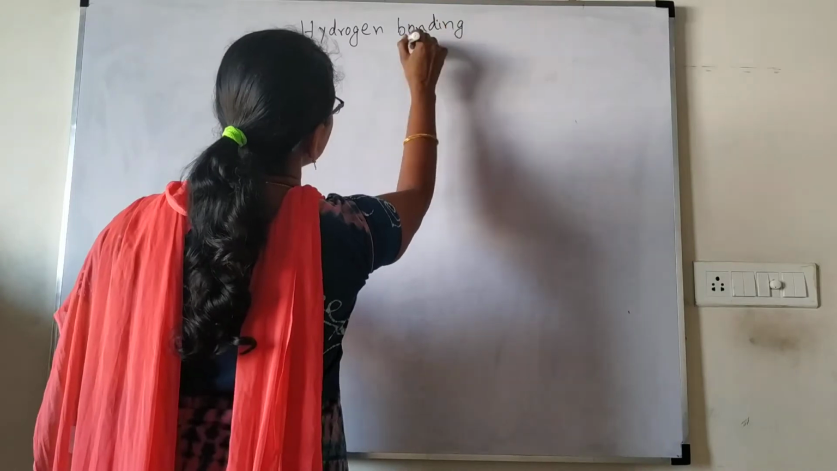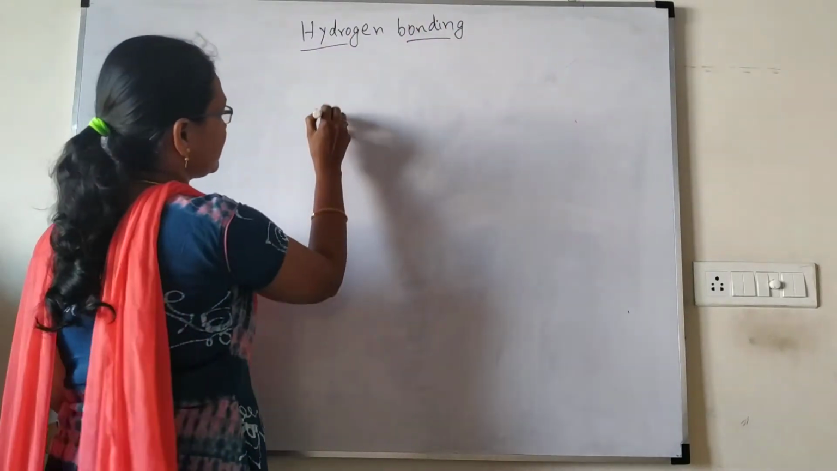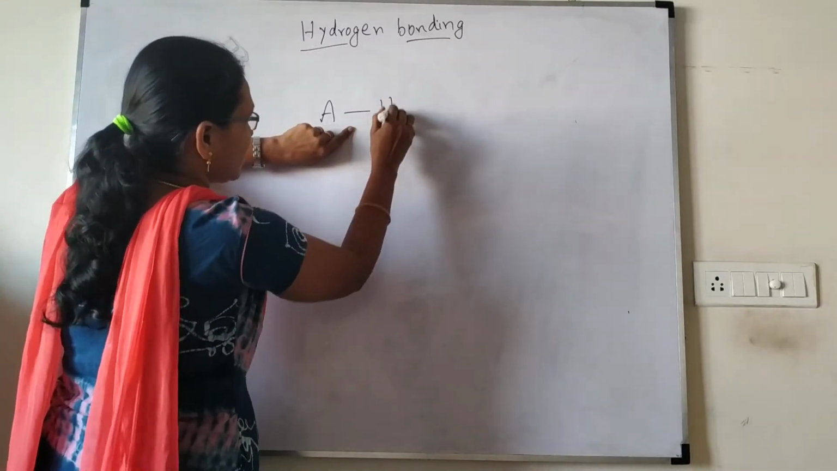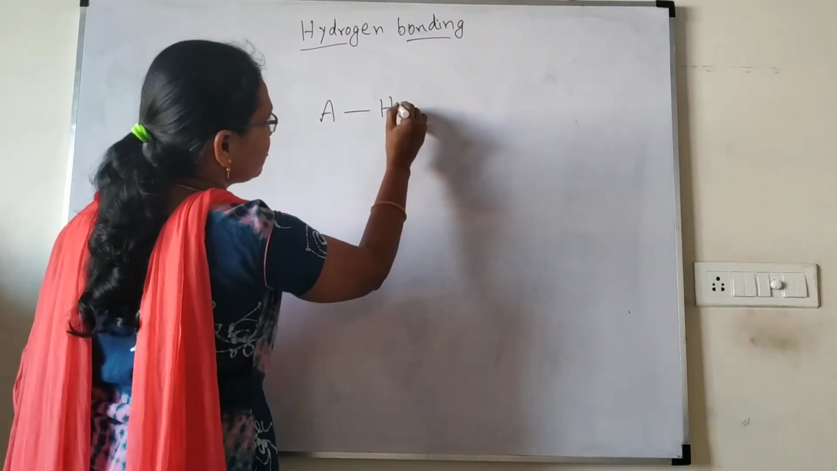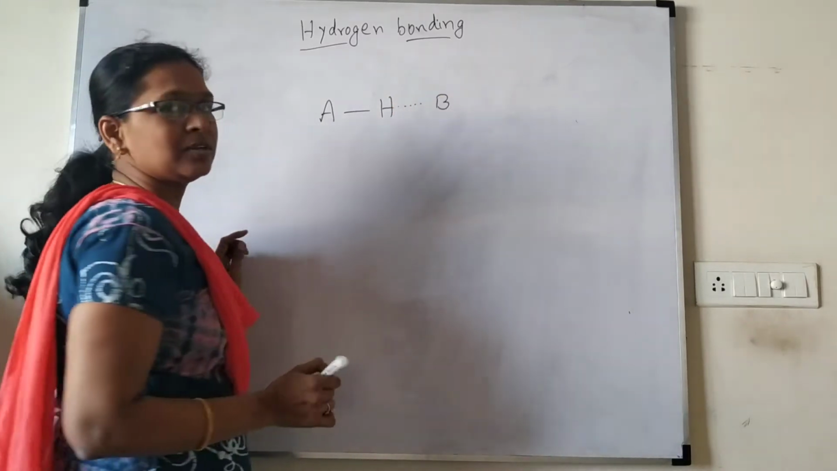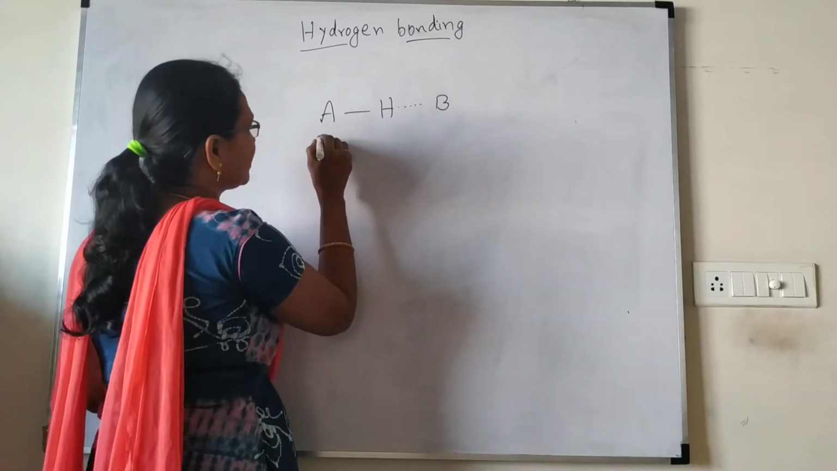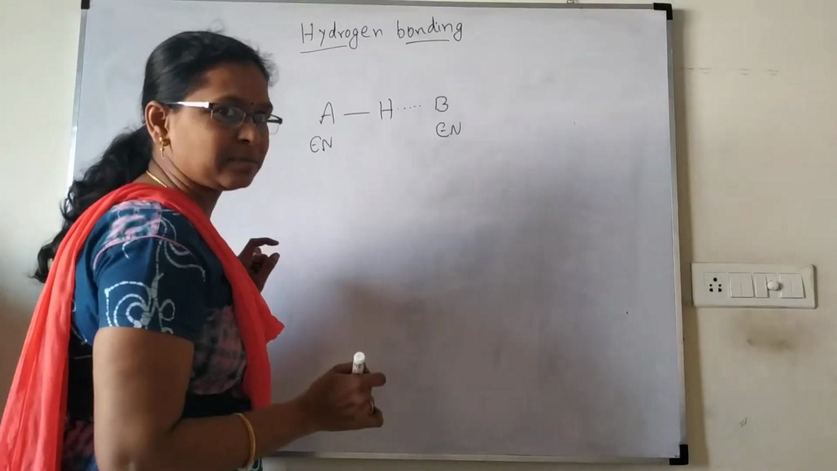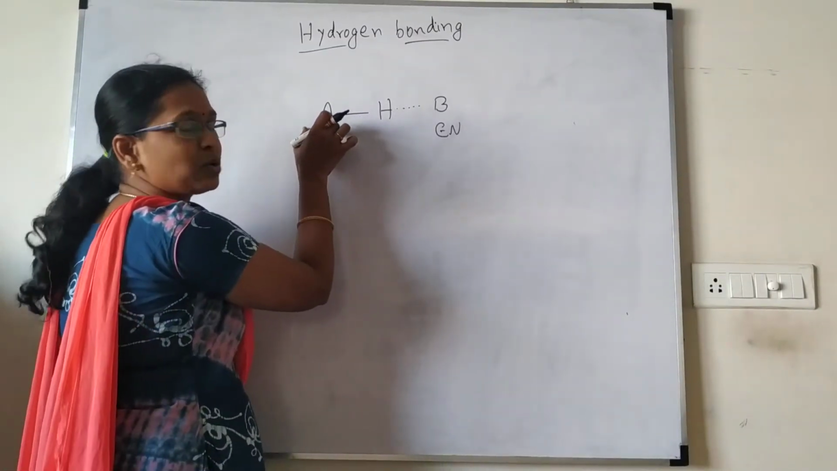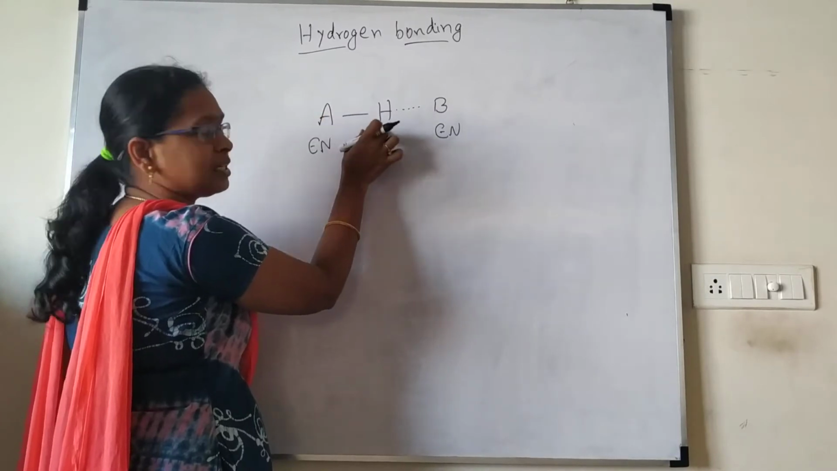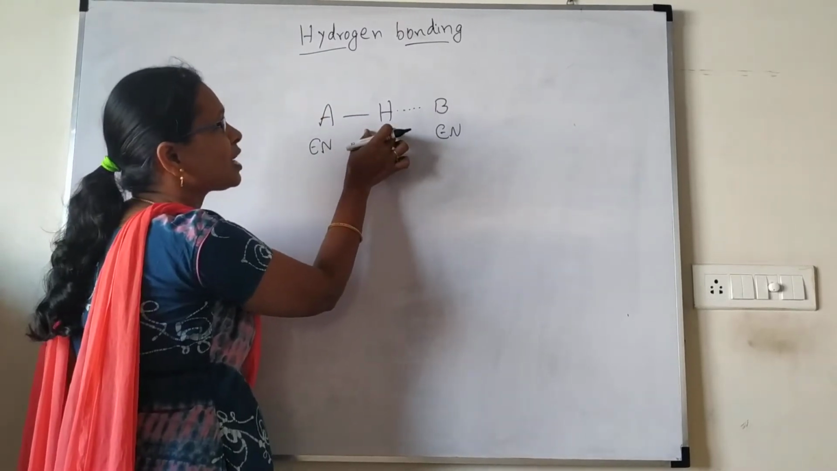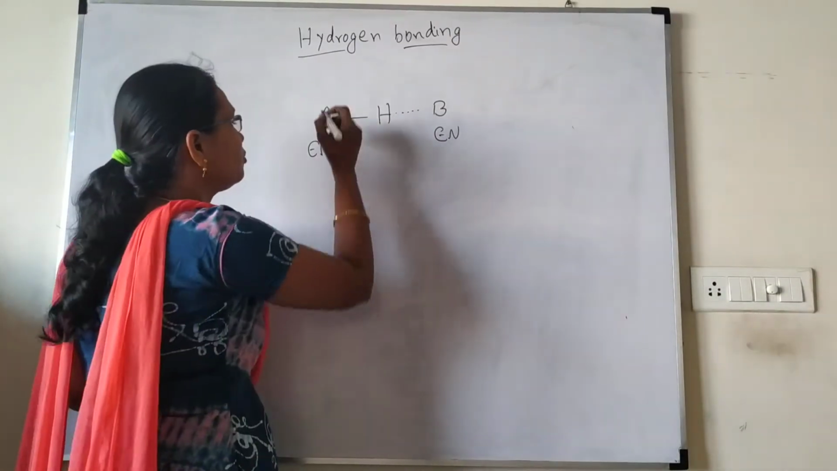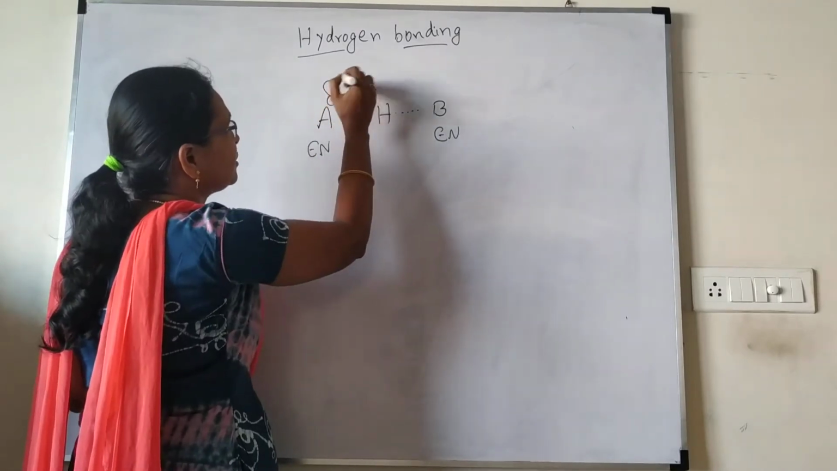What is meant by hydrogen bonding? For example, you see A is an atom. A is bonded by a covalent bond with hydrogen, and then hydrogen forms a bond with B. Here A and B are the more electronegative atoms. By forming a covalent bond, the covalent electrons are moving towards the highly electronegative atom.